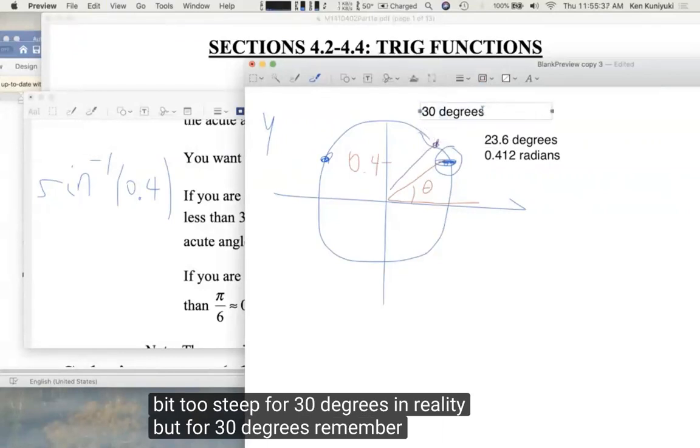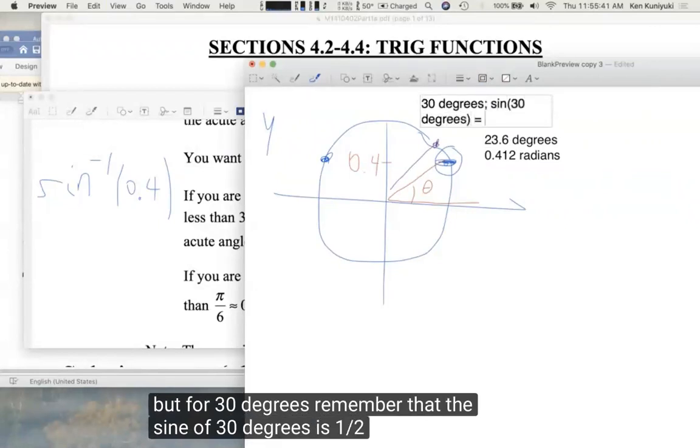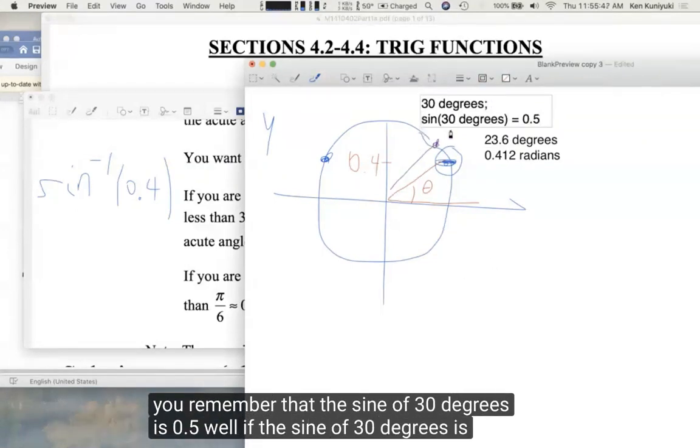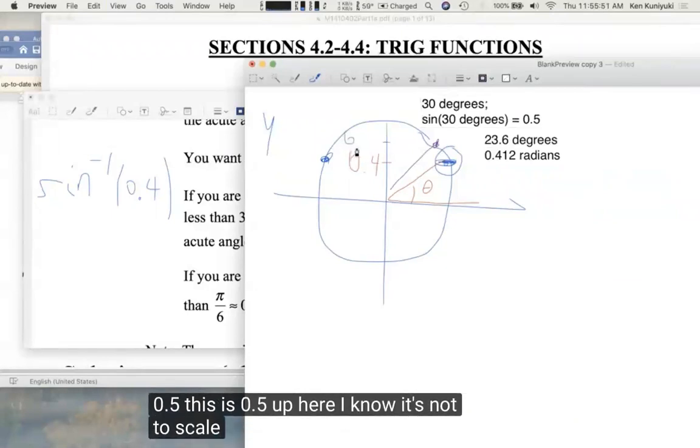remember that the sine of 30 degrees is 1/2 or 0.5. I hope you remember that. The sine of 30 degrees is 0.5. Well, if the sine of 30 degrees is 0.5, if this is 0.5 up here, I know it's not to scale.